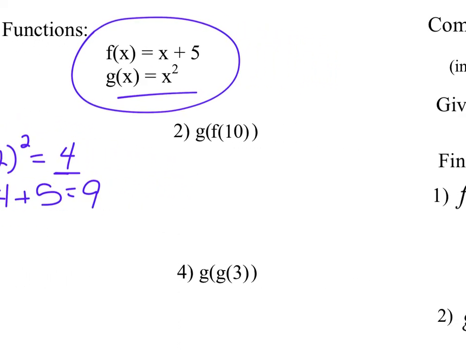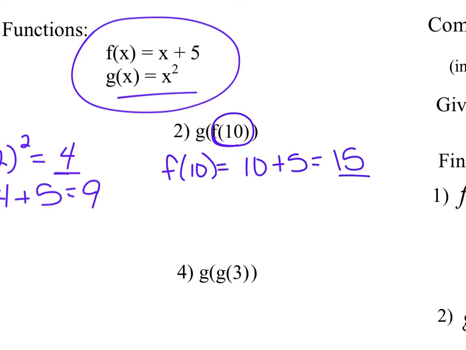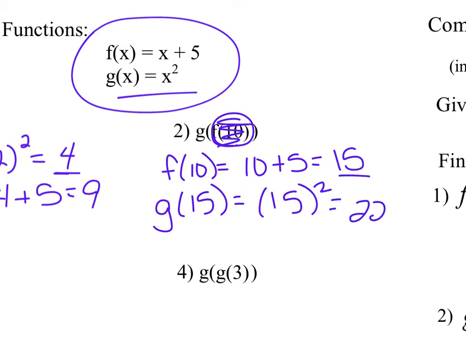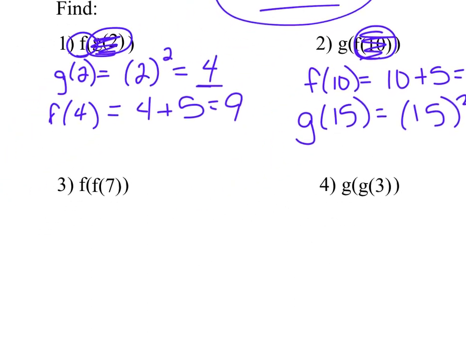Sometimes I freak out when I do these videos. Okay, f of 10. Do that first. So it's 10 plus 5 is 15. So then I just figured this out. So then g of 15 is 15 squared. Just figure that out. 225, I believe. And that's it.